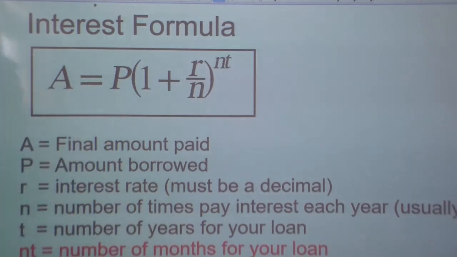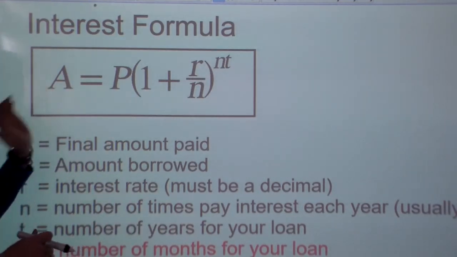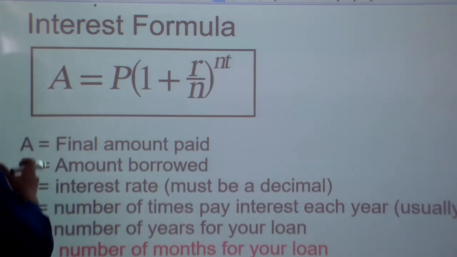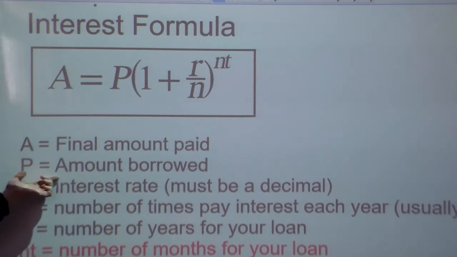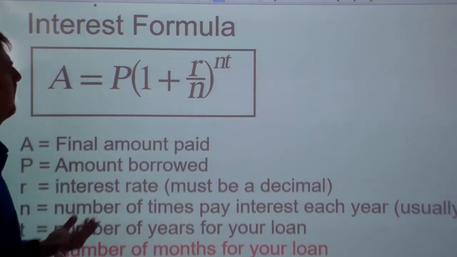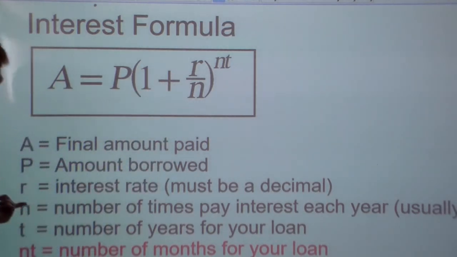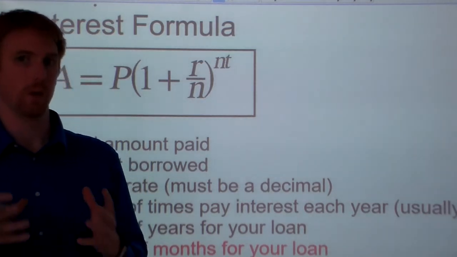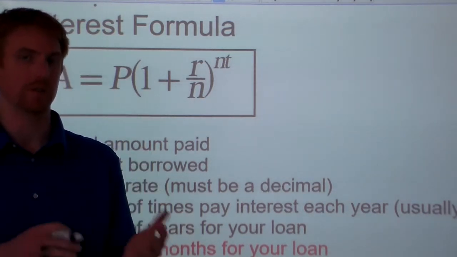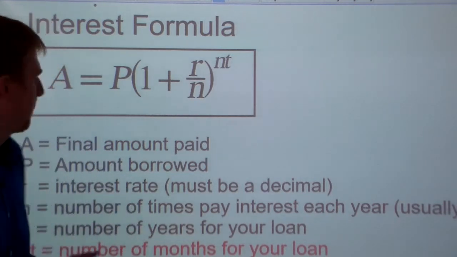This is pretty much all you're going to do. So your amount that you end up paying in the end, your final amount paid, is equal to P, the principal. That's how much you borrowed in the beginning, times 1 plus R over N. Okay, R is your interest rate, but you have to make that a decimal. In other words, take that percent divided by 100. If you don't do that, it's going to really mess things up.